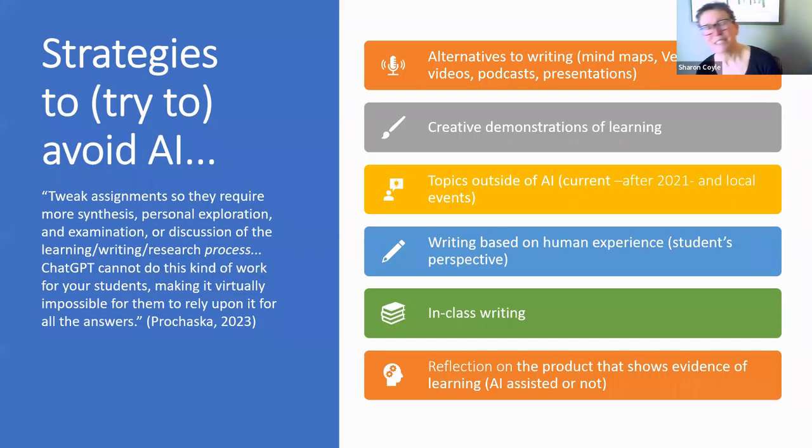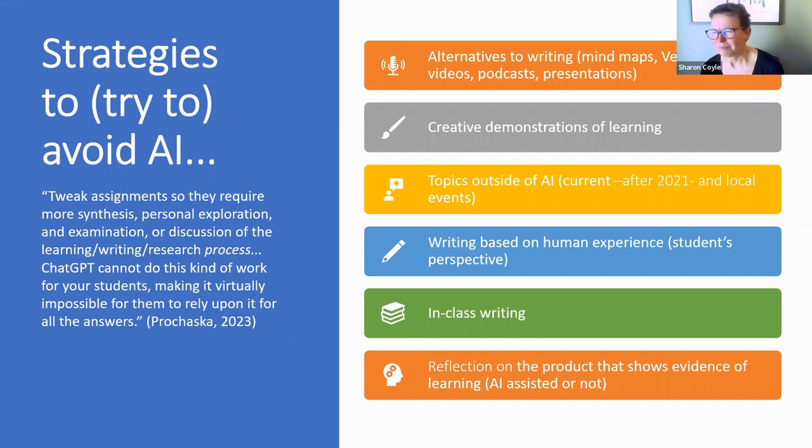So, strategies to try to avoid AI. I actually added that "try to" afterwards because I ran this by one of my former students who's now working in the States in computers. I think he does programming. So he knows a fair amount about this. And he was like, well, I still think that I could do it. And I was like, oh, okay.